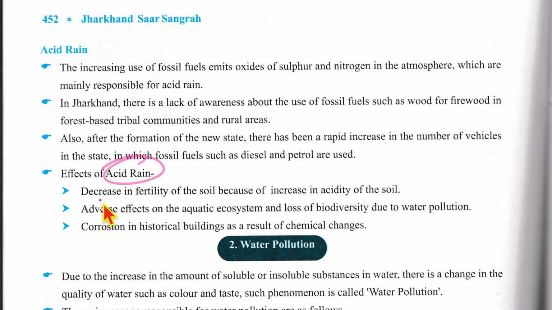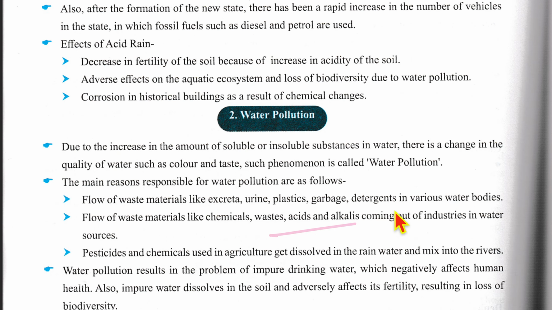Now, the effects of acid rain: decrease in fertility of soil because of an increase in the acidity of soil, adverse effect on the aquatic ecosystem, and loss of biodiversity due to water pollution. Corrosion in historical buildings as a result of chemical changes.